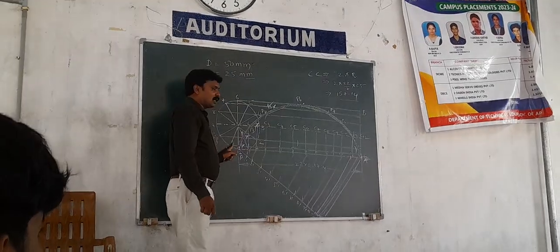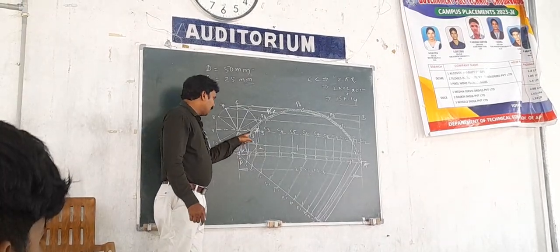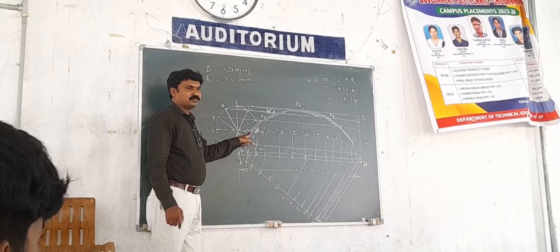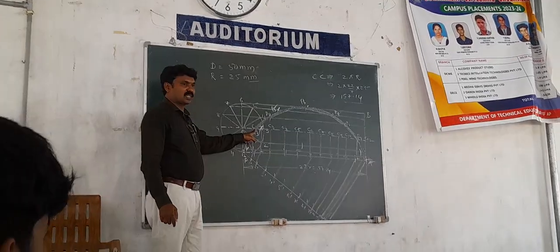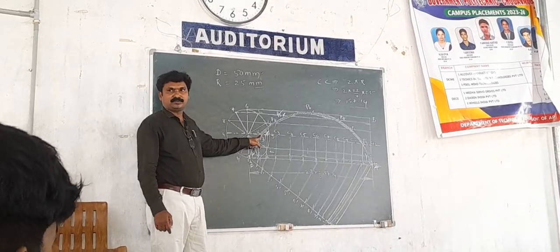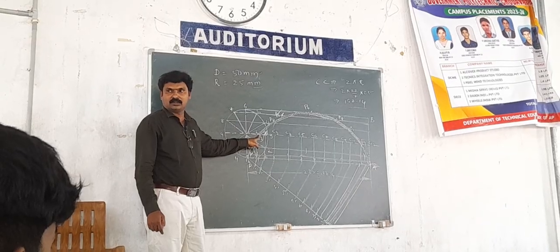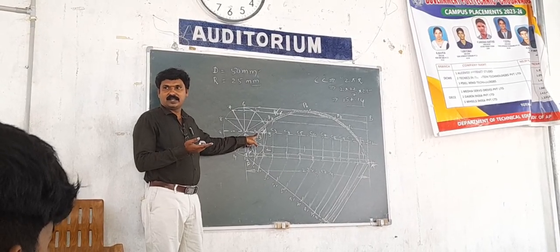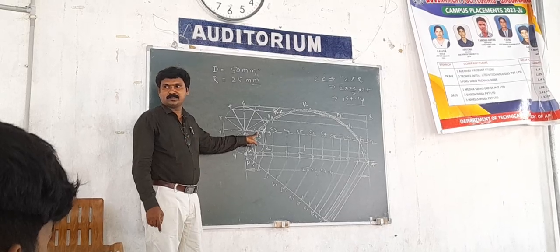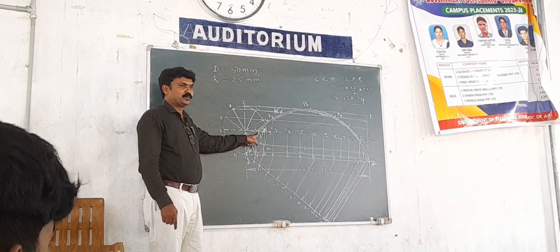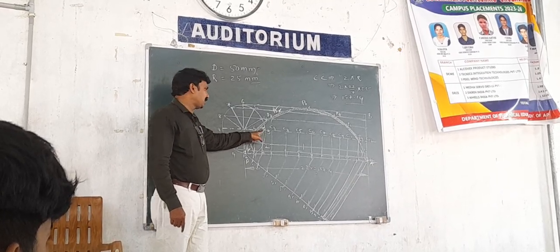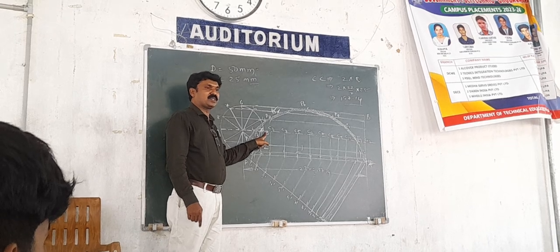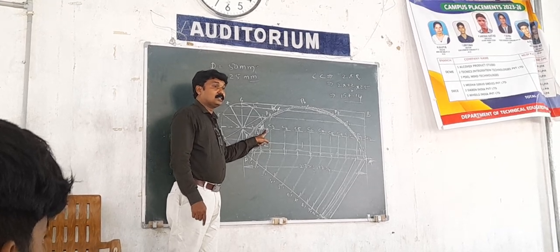Now the circle radius. Okay? And then C1 is the center. Intersect the first line. Mark the point P1. The center C2, the same radius, circle radius. Intersect the second line. Mark the point P2.